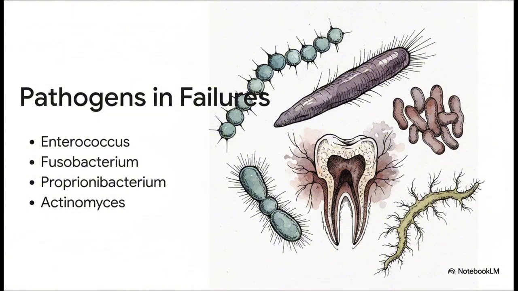I want you to lock these 4 specific bacteria into your brain right now. Ready? Enterococcus, Fusobacterium, Propionibacterium, and Actinomyces. I'm calling this out explicitly because, guys, they are classic multiple-choice distractors. Exam writers absolutely love to mix these up with other oral bacteria. You just need to recognize these 4 as the main culprits responsible for root canal failures.